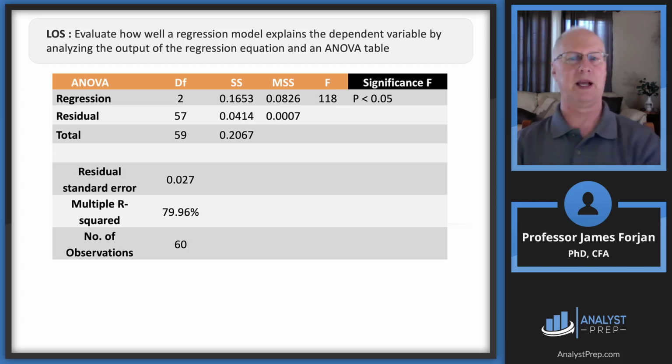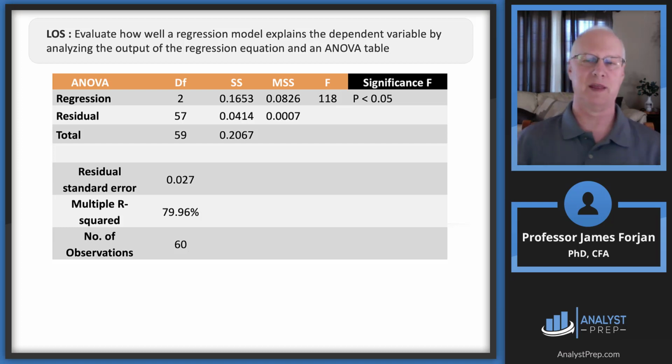0.16 divided by 2, that gets us the 0.08, and then the 0.04 divided by the 57, that gets us the, oh, there's James Bond rearing his head, 0.0007, not 007. And then the F is just the 0.08 divided by the 3 zeros and a 7. And so there's that 118, and there's the p-value for the significance of the entire equation. So what do we say? Yes, we like this because the p-value is less than 0.05.